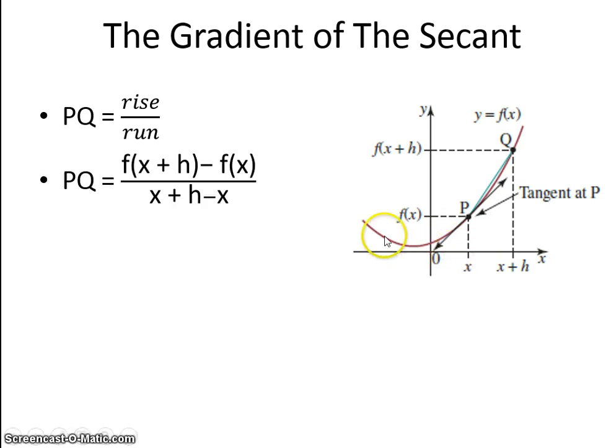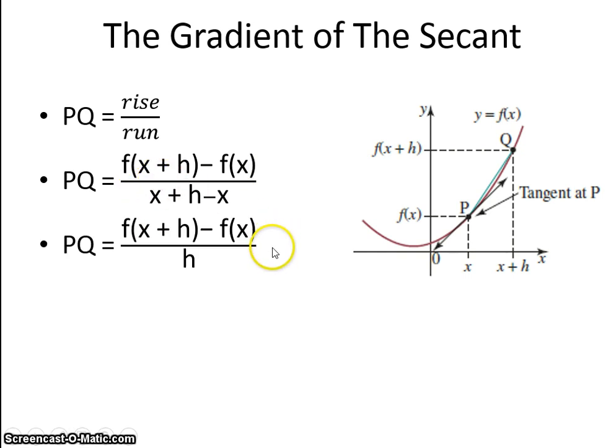So we can see here we have y2 minus y1, so we have f of x plus h minus f of x, and x2 minus x1 becomes x plus h minus x. So this formula here is known as the gradient of the secant.